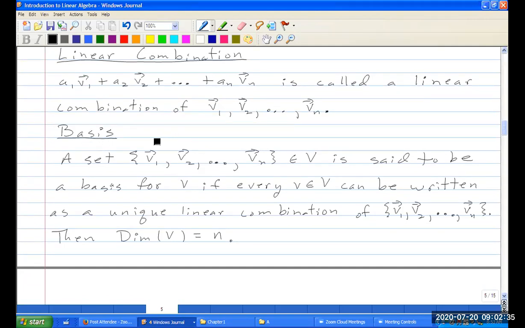A set v1 through vn is said to be a basis for the vector space V if every vector in V can be written as a unique linear combination of these vectors. They should be there, yes, they should be there.